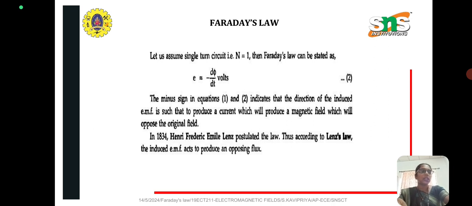For a single circuit, we can consider N equal to 1. So E is approximately equal to minus d phi by dt. The minus sign indicates that the direction of EMF is such that it produces a magnetic field which will be opposite to the original field. In 1834, Heinrich Friedrich Emil Lenz postulated the law. According to Lenz's law, the induced EMF acts to produce an opposing flux.